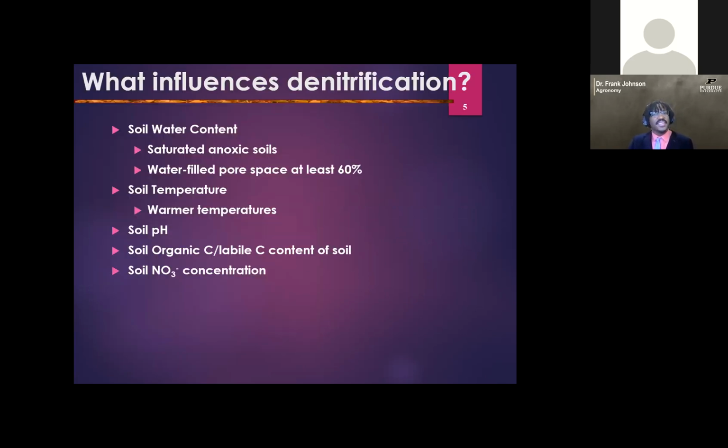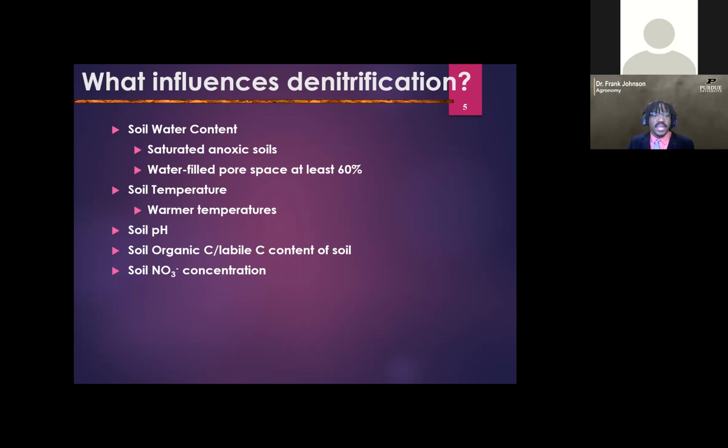So what influences denitrification? First and foremost is soil water content. A water-filled pore space of at least 60% is required for denitrification to start, and it typically occurs in saturated and anoxic soils. Typically, the longer the soils are saturated, the more denitrification is likely to occur.